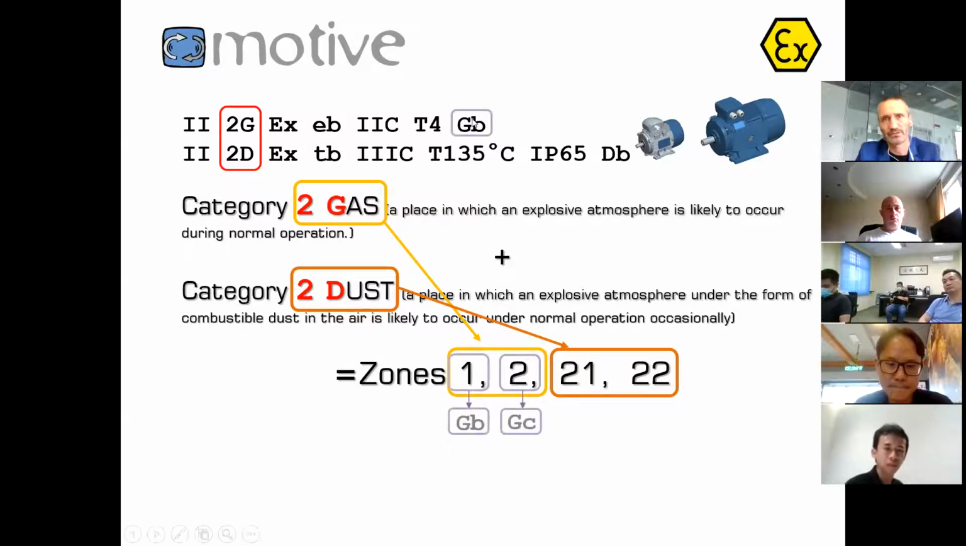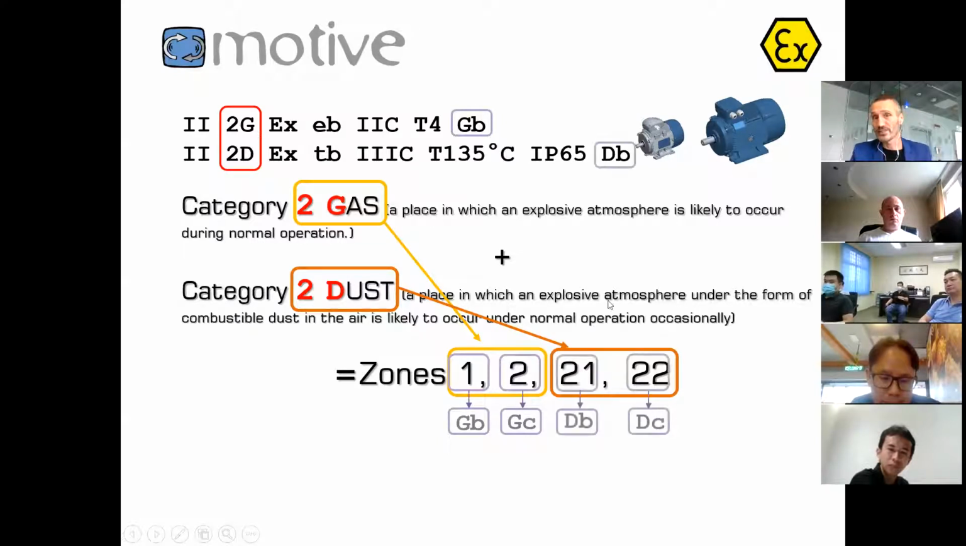I will show you also GB means the same. G is gas, B is category 2. So if I tell you 2G, or they tell you GB, or they tell you zone 1, they are telling you the same thing. Okay? If I tell you GC, it means that they could also tell you zone 2. It means that they could also tell you 3G. I will go on with the scheme. DB, dust, B, category 2. DC is dust category 3 or zone 22. I hope that I'm not puzzling you.